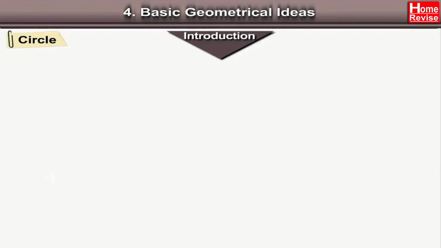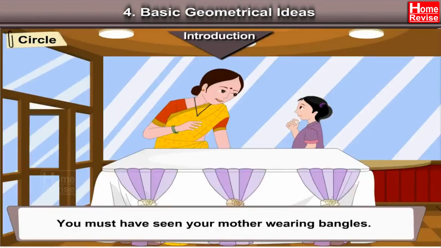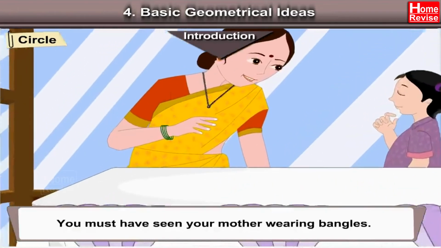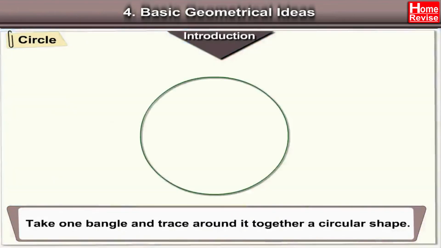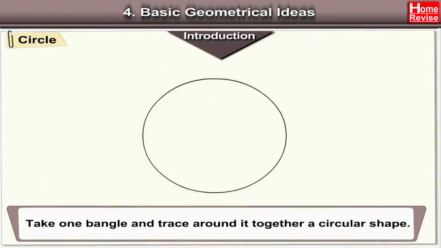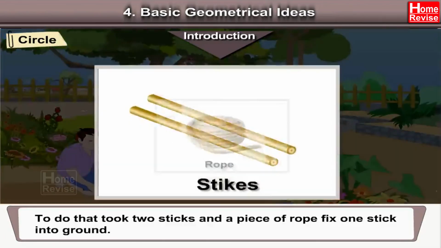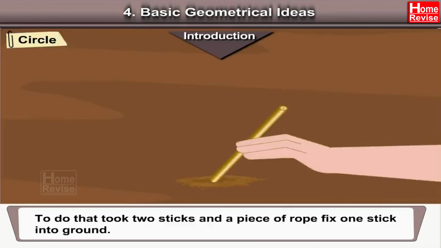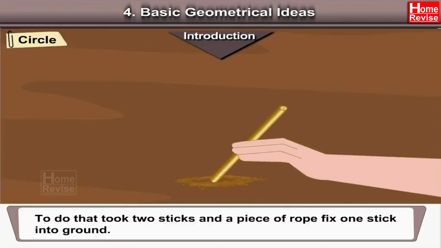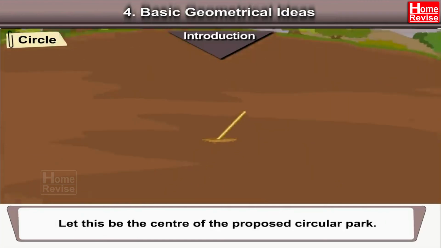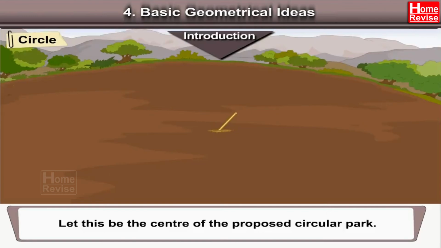Circle. Kids, you must have seen your mothers wearing bangles. Take one bangle and trace around it to get a circular shape. Ramesh and Suresh want to make a circular garden in front of their house. To do that, they took 2 sticks and a piece of rope. Fix one stick into the ground. Let this be the center of the proposed circular park.